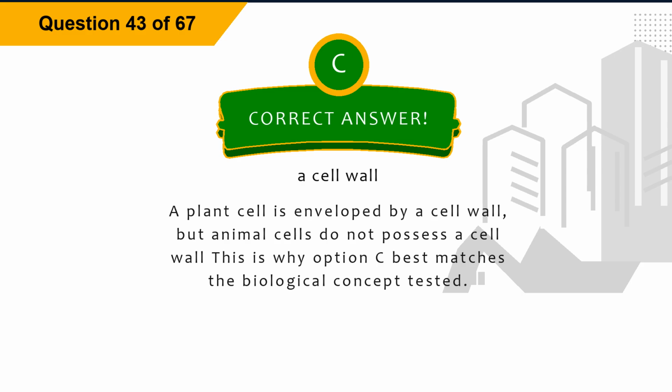Explanation. A plant cell is enveloped by a cell wall, but animal cells do not possess a cell wall. This is why option C best matches the biological concept tested.